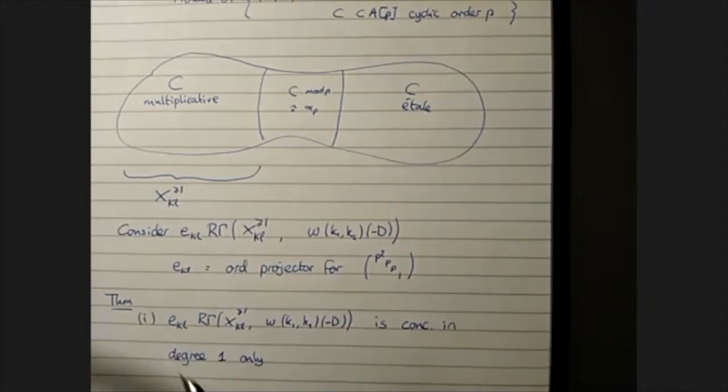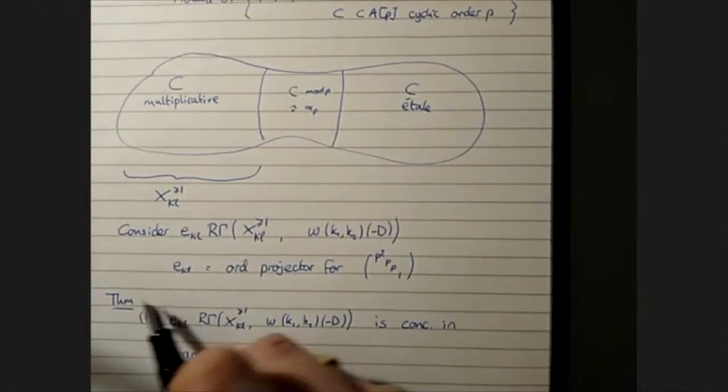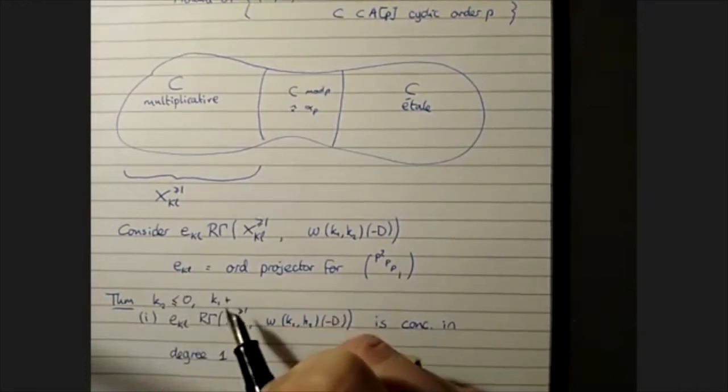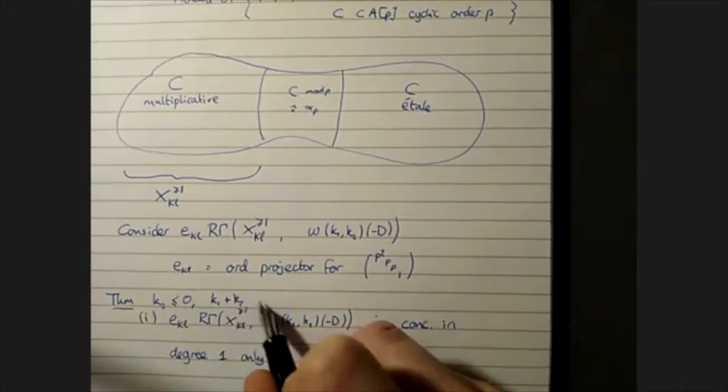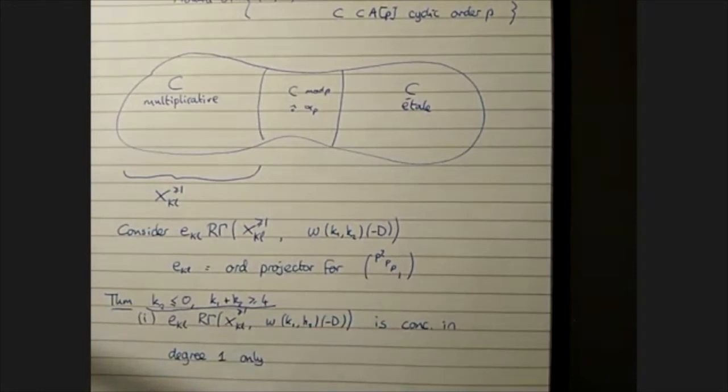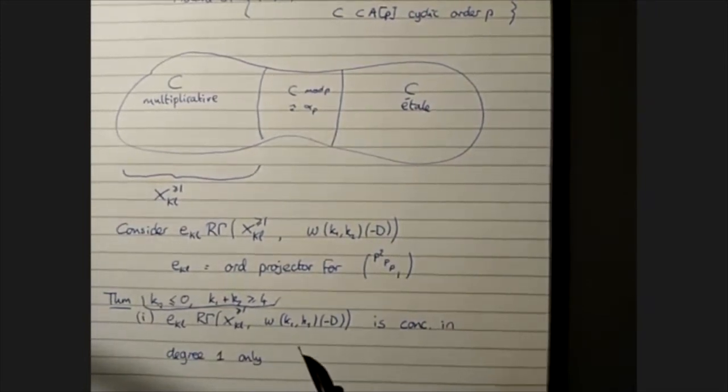Oh, I should have said there's a condition on K1 and K2. So we want K2 less than or equal to 0, K1 plus K2 at least 4. So this is one of the regions that was drawn on the diagrams of weights earlier. So this is almost the region where classically you'd expect to have an H1. But there you have to throw away the K2 equals 1 line, which this theorem ought to cover but doesn't, because the methods are slightly suboptimal.